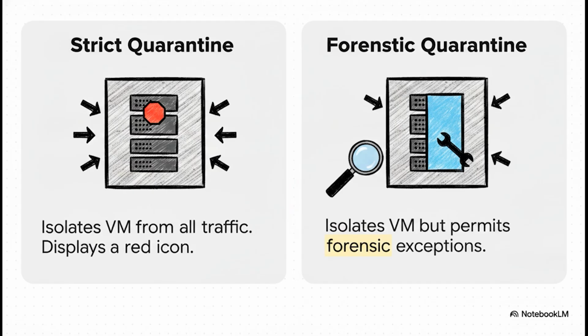Strict quarantine is exactly what it sounds like. It completely isolates the infected VM from all traffic, 0 exceptions. The system even puts a little red icon next to the VM name in Prism Central so you know for sure it's locked down tight.